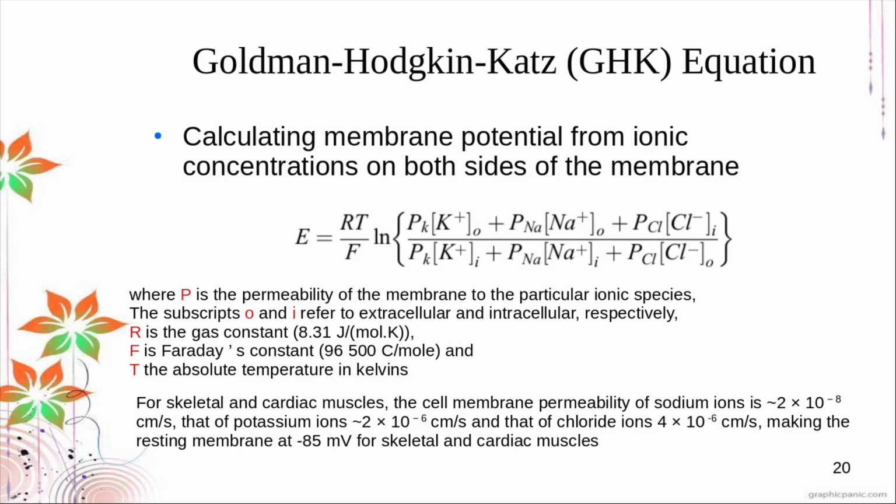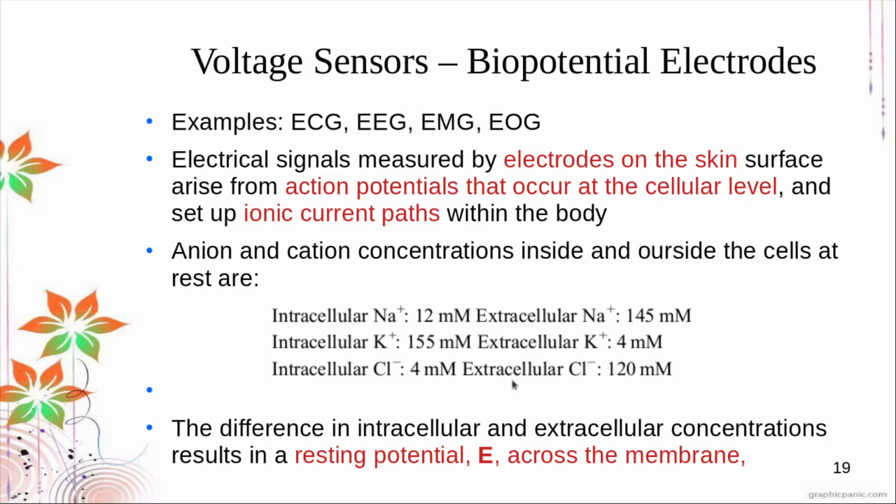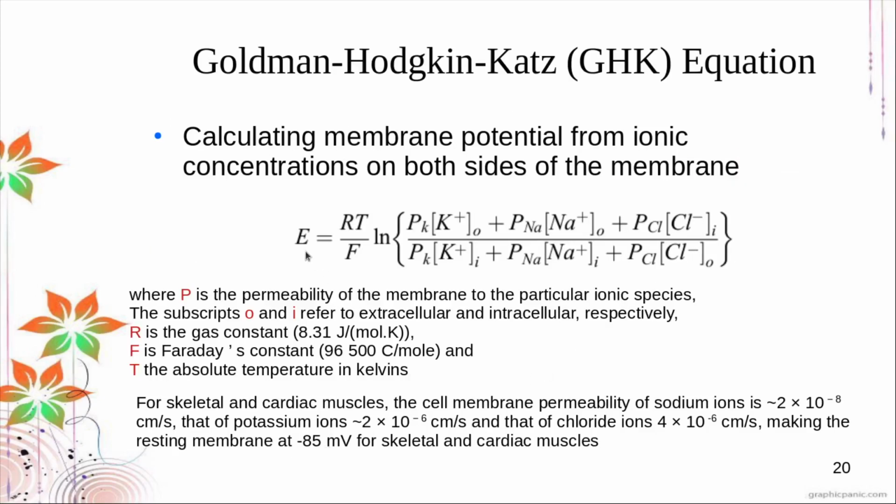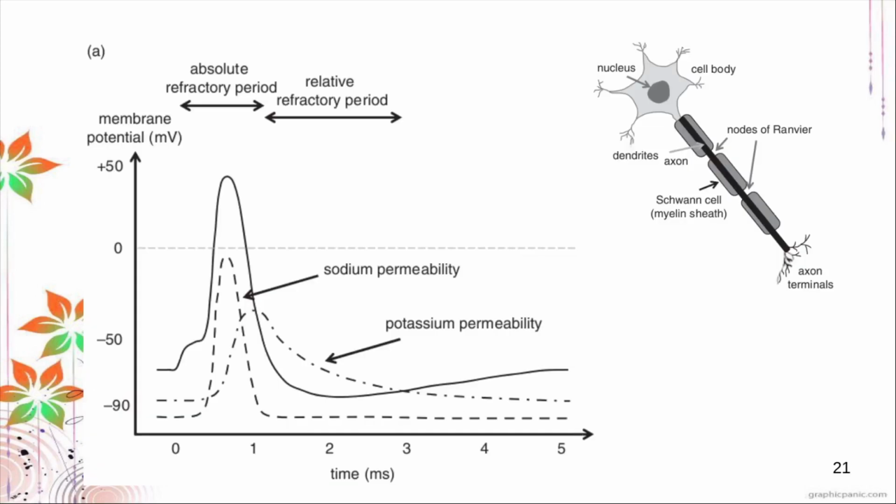Now these are the values for permeabilities for your skeletal and cardiac muscles. If you plug them into the equation, using the values of the concentrations here, you will see that the resting membrane potential E will have a value of negative 85 millivolts for skeletal and cardiac muscle cells. In contrast, it is negative 70 for your neuronal cells. So there's a slight difference in their resting membrane potentials. Just a brief review: you have here your nucleus and, sorry, this is your neuronal cell, a typical motor neuron.